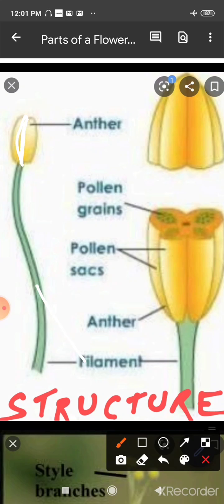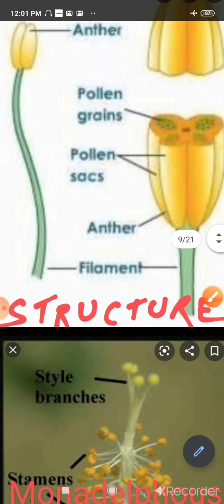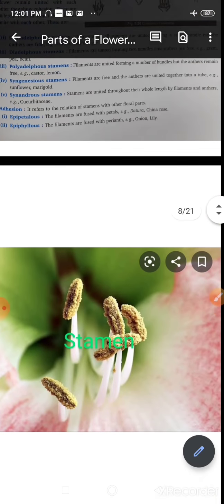If we see a transverse sectional view of the anther, we see that inside there are 4 chambers, and each chamber has many powdery substances called pollen grains. These 4 chambers are known as the pollen sacs, and inside the sacs are found the pollen grains. So that's about the structure of the stamen.